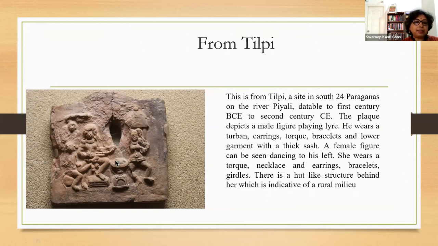Here the plaque depicts a man playing a lyre. He wears a turban, so they are not a very impoverished group, but are having some kind of good life. Then we find earrings, bracelets, and a lower garment with a thick sash. A female figure can be seen dancing to his left. She wears a torque, necklace and earrings, bracelets and girdles. There is a hut-like structure behind her. So this is from Tilpi. And what is striking also, this is perhaps an incense burner. If this is an incense burner, then I think that the ambience was made for rituals, as these are used also in rituals. So there is an ambience of music, dance, and enjoyment.